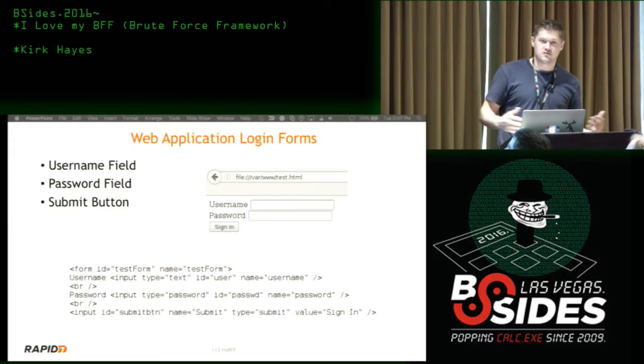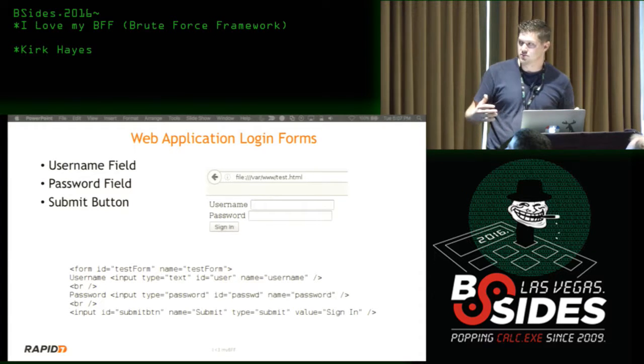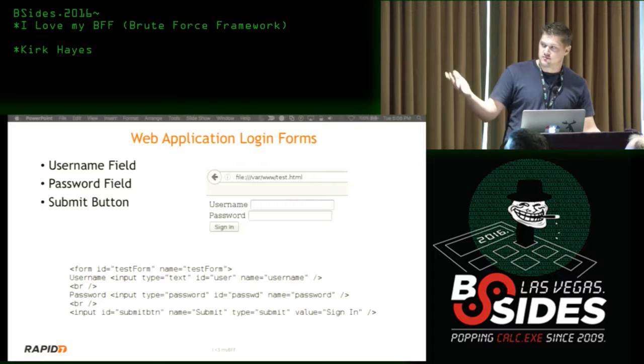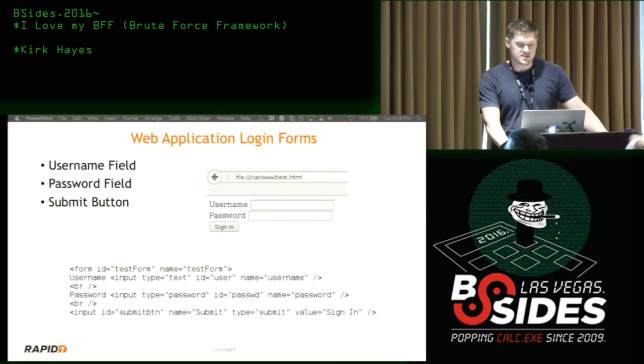Web application login forms are very straightforward and simple. They all have three common components: your username, your password, and a submit button. It's essentially all there is. The username field and the password field can change names. They can be completely unique, whatever they want. But this is essentially what a web app login form looks like. This is one I created in probably 30 seconds.